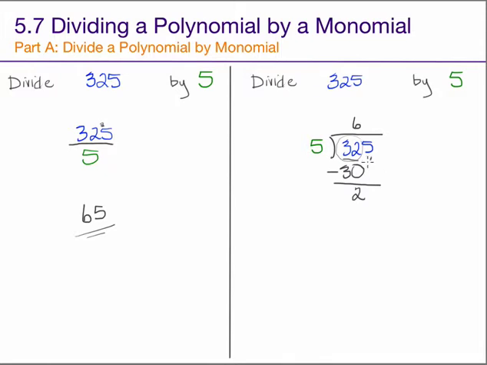The next step is to bring down the next digit in the problem, in this case, 5. And then I can start over. 5 goes into 25 5 times. Multiply again, 5 times 5 is 25. Subtract again, this time we get 0. My answer is the number I ended up with on the top here, 65.